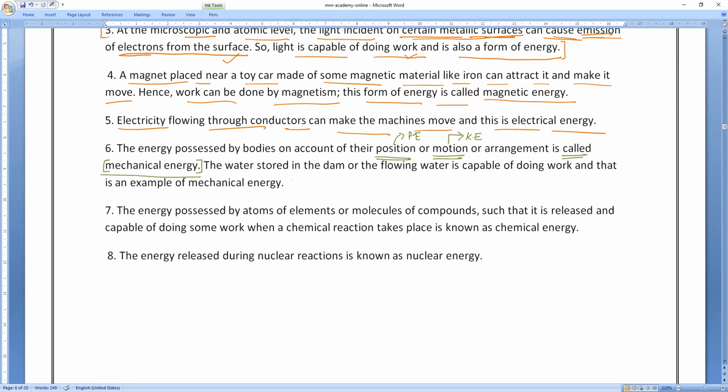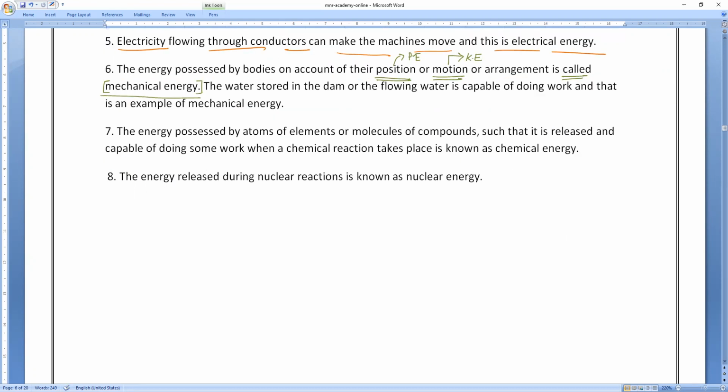Okay. Now, suppose water is stored in a reservoir or dam, what energy? Position. It is stored. So what energy will it possess? Stored, position, guys. Water is stored in the reservoir. It is the position, so potential energy. When water starts flowing, it is capable of doing work. Kinetic energy. So that is what we call mechanical energy.